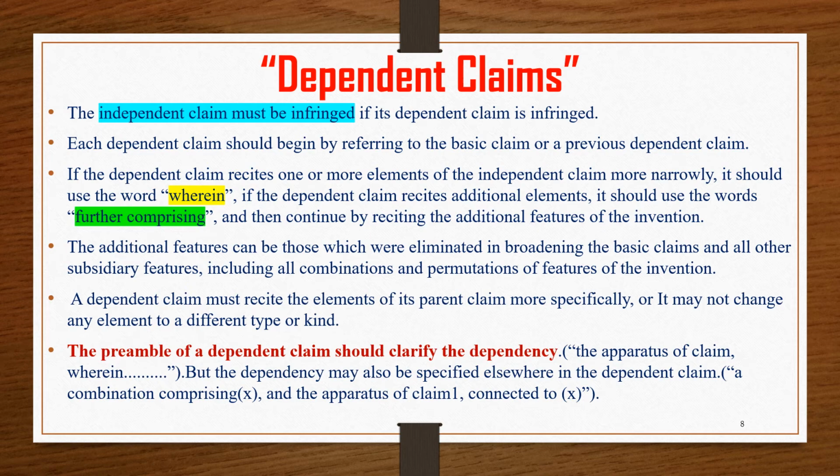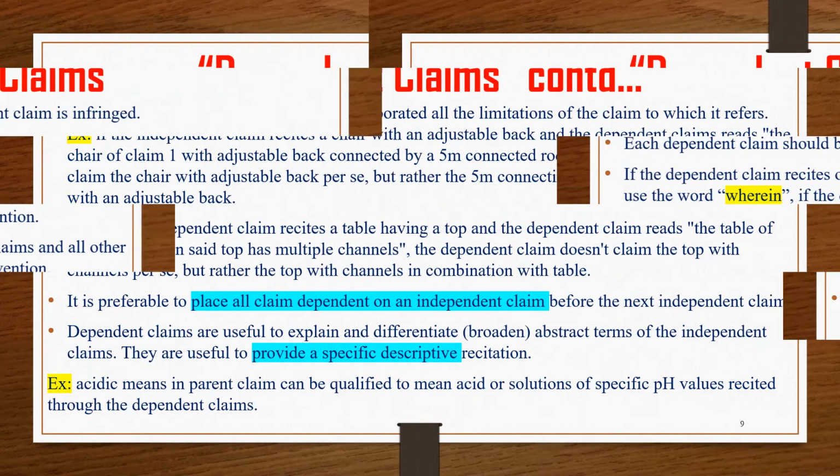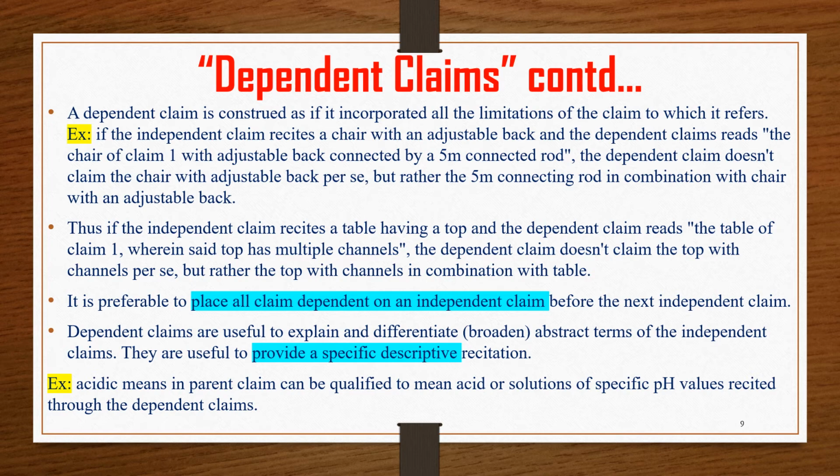Just a second. Dependent claims continued from the previous slide. A dependent claim is construed as if it incorporated all the limitations of the claim to which it refers. And we know that it refers to an independent claim. For example, if the independent claim recites a chair with an adjustable back and the dependent claim reads the chair of claim 1 with adjustable back connected by a 5-meter connected rod.